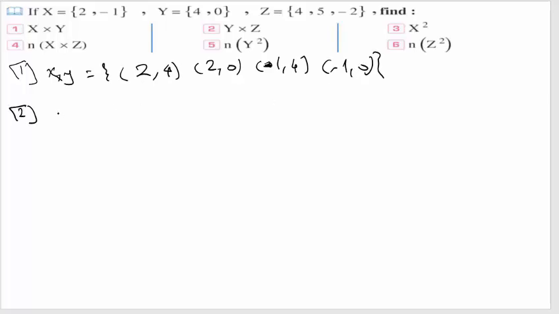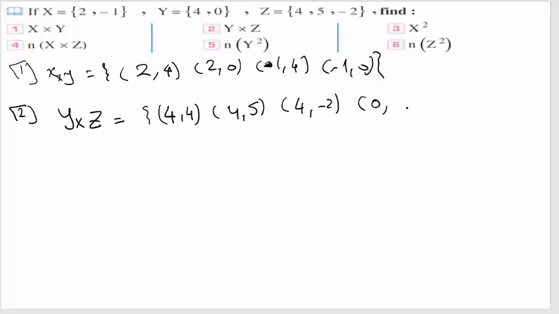Second one is y product z. To find y product z, I will find all the ordered pairs starting with the images from y, then the images of z. Then I will take 4 and 4, 4 and 5, 4 and negative 2, the second part is 0 and 4, 0 and 5, 0 and negative 2.